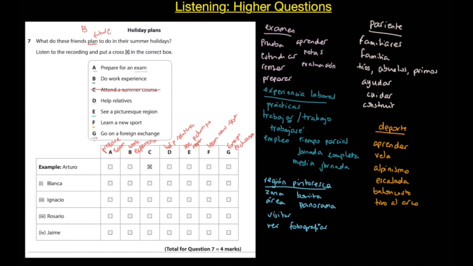And then finally, go on a foreign exchange. So the word for exchange is intercambio. The word for foreign or abroad is extranjero.